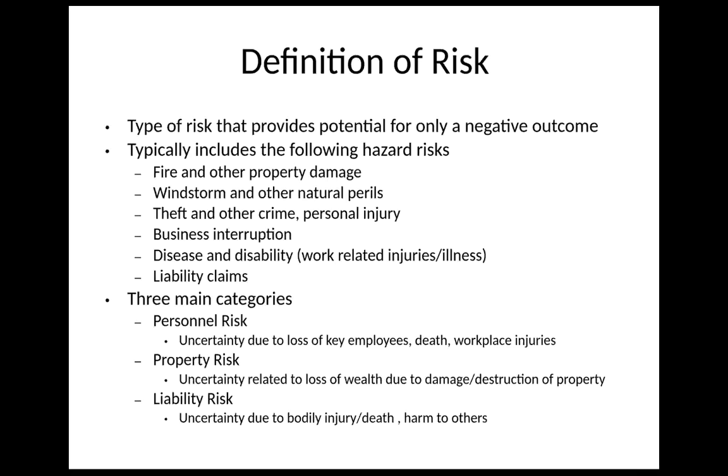There's personnel risk, which is the uncertainty of loss of key employees, death, or workplace injuries. You have property risk, uncertainty related to loss of wealth due to damage or destruction of property. And lastly, liability risk. So when we talk about liability, it's uncertainty due to bodily harm or injury, death, or harm to others. So when we think about trips and falls, that would be a liability risk. Auto accidents can be part of that. In many ways, these things all tie together. You can have an exposure that addresses all these main categories of risk.